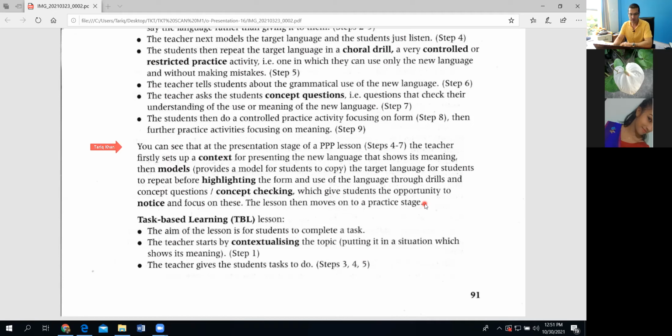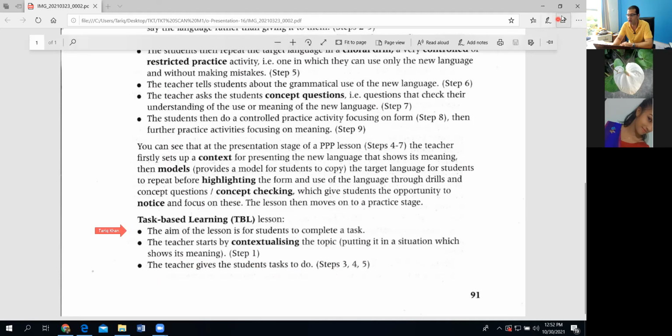Okay, right. Next comes the method which we adopted, the TBL, task-based learning lesson. Let's do the surgery of this lesson. The aim of the lesson is for the students to complete a task. It starts with a task. The teacher starts by contextualizing the topic, meaning putting it in a situation which shows its meaning. Step 1. The teacher gives the students a task to do. Steps 3, 4, 5.